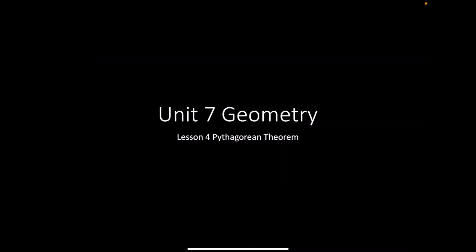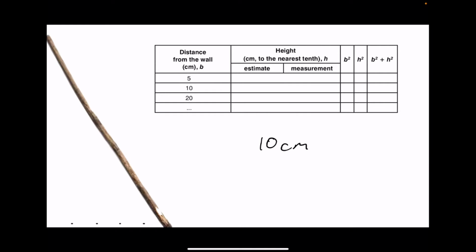We're looking at the Pythagorean theorem, and I have this nice little stick. It's about 10 centimeters long. I lean it up against the wall, and it's about 5 centimeters away from the wall. Now, how high is it on the wall? I'm going to guess it's about 8 centimeters.